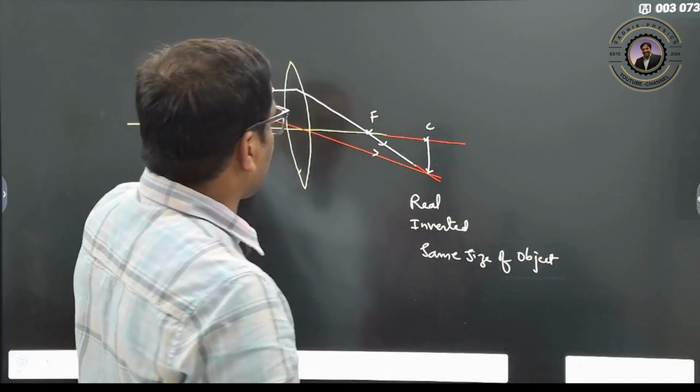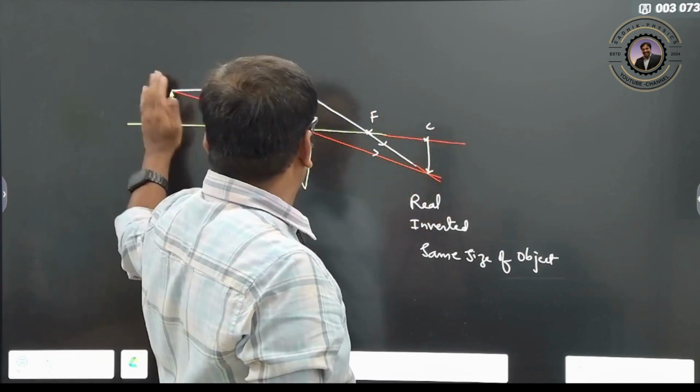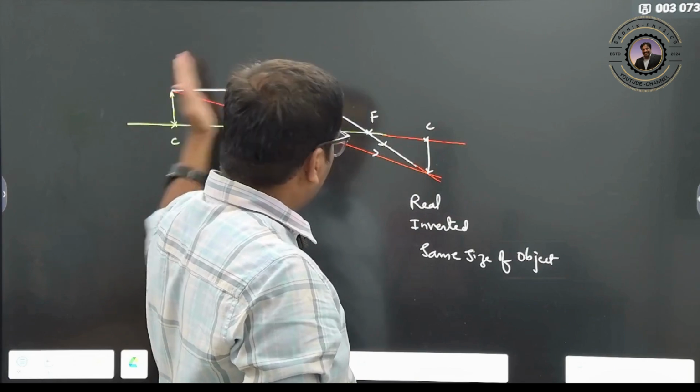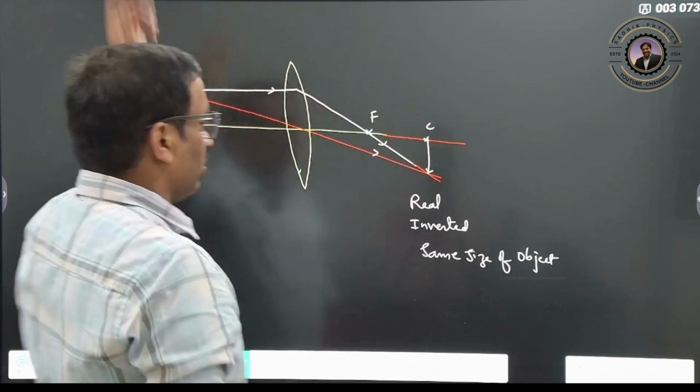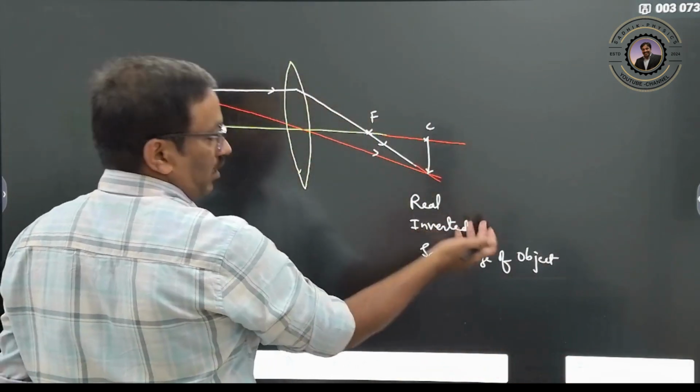If you want any situation where you need an inverted image, the object should fall at the center of curvature. Then an image of the same size will be created in an inverted way. So this will act like an inverter. Clear?